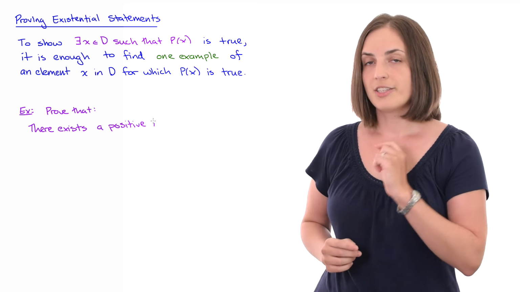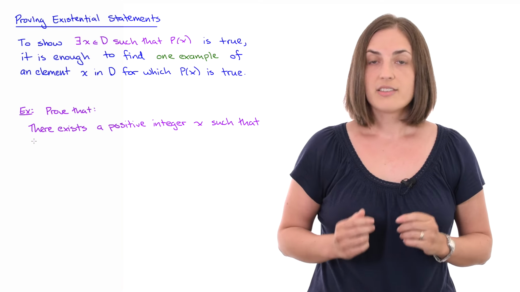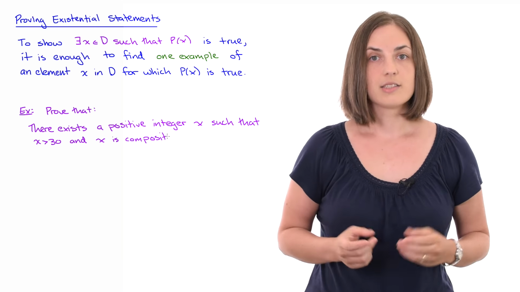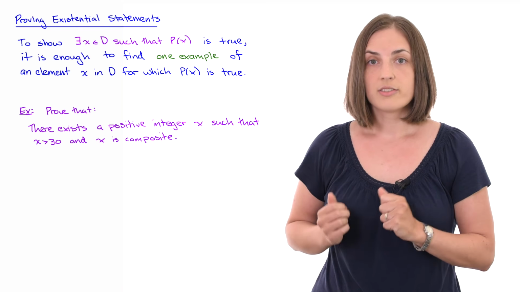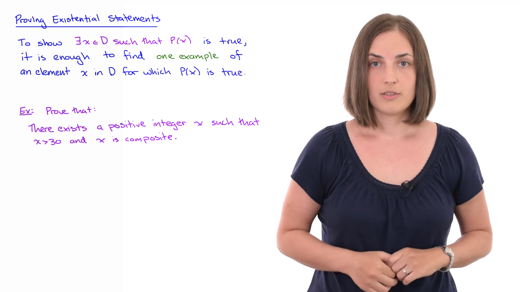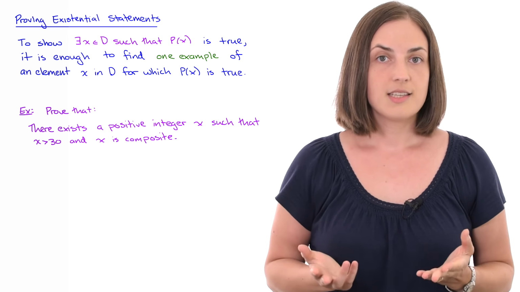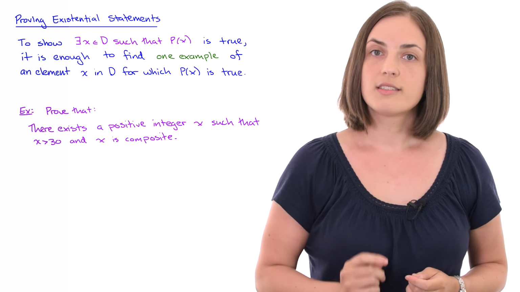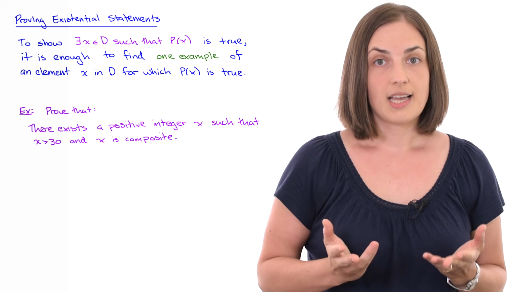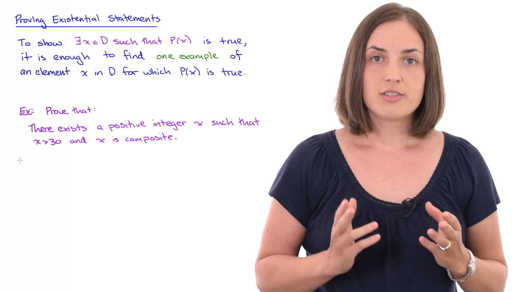There exists an integer x such that x is greater than 30 and x is composite. Notice that here the predicate is x is greater than 30 and x is composite, which is a conjunction. Because this statement is an existential statement, it is enough to find a single example of an integer x which satisfies this predicate. So here's our proof.